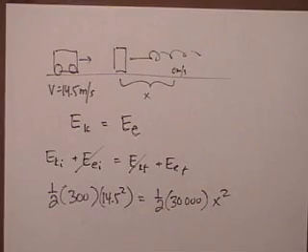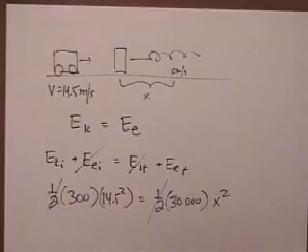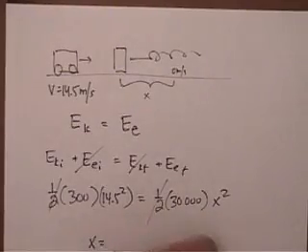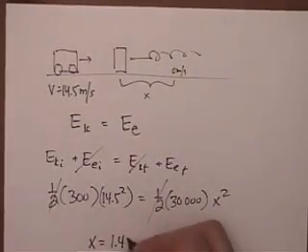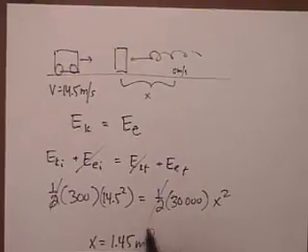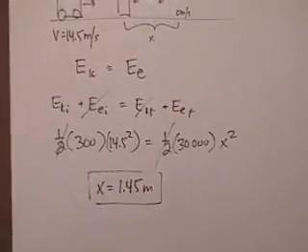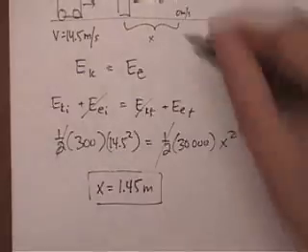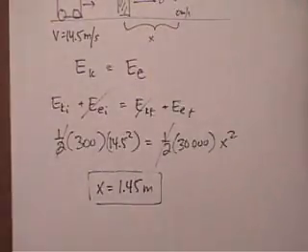When I solve this all out, do the math to it, this half cancels that half, plug everything in, you should get a compression of 1.45 meters. That's how far the roller coaster has to have its stopper compressed to stop these people.